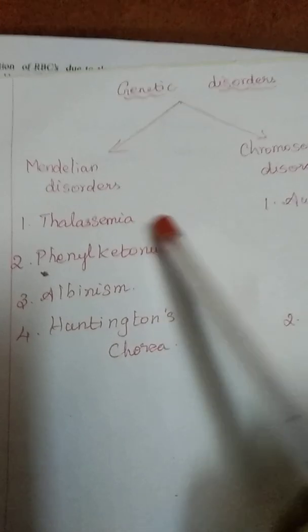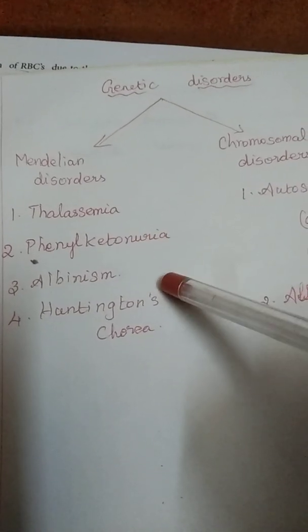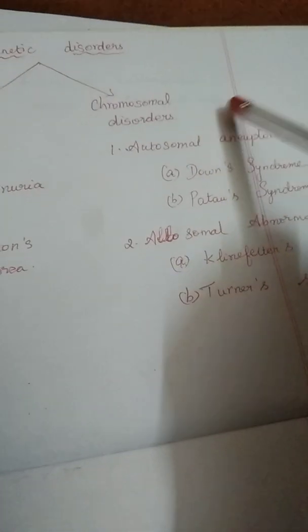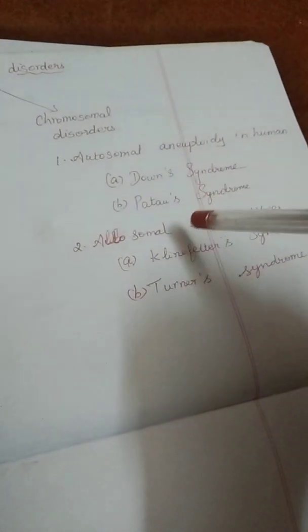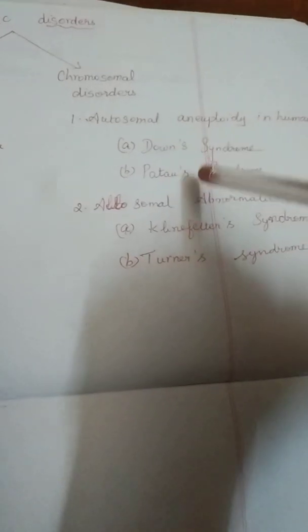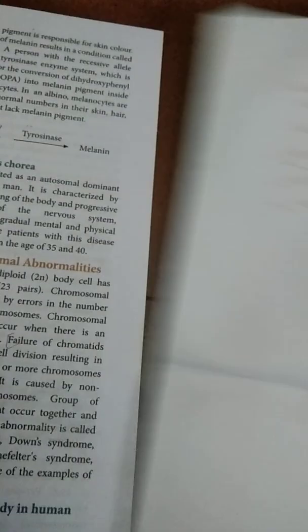Mendelian disorders are thalassemia, phenylketonuria, albinism and Huntington's chorea. Then chromosomal disorders: autosomal aneuploidy, where we see Down syndrome and Patau syndrome, and allosomal aneuploidy, where we are going to see Klinefelter syndrome and Turner syndrome. Okay, so that's what we are going to see.